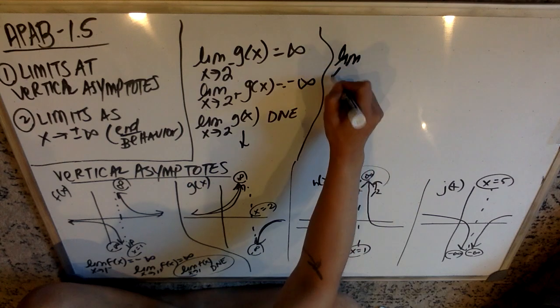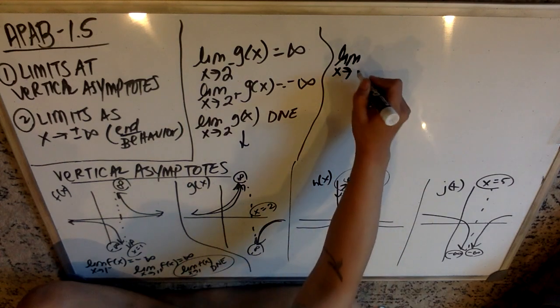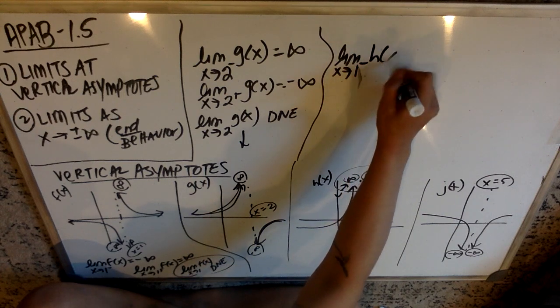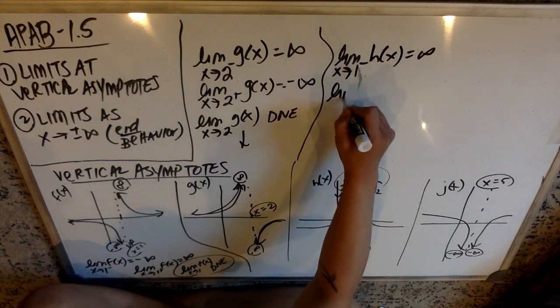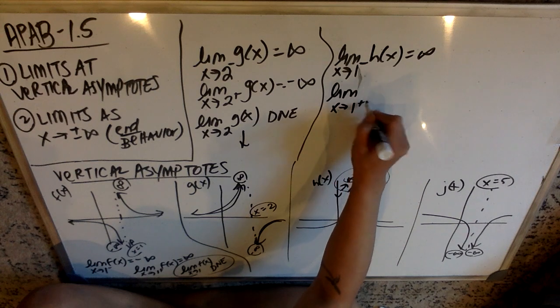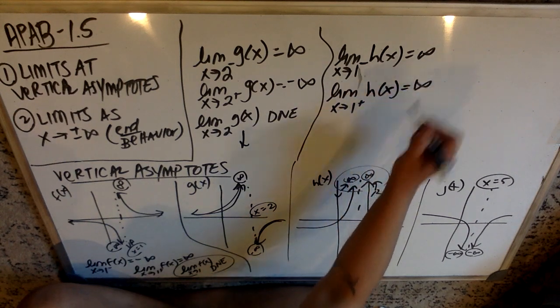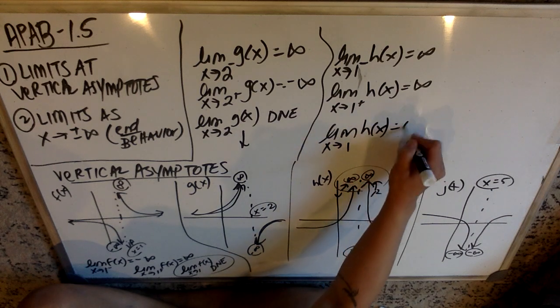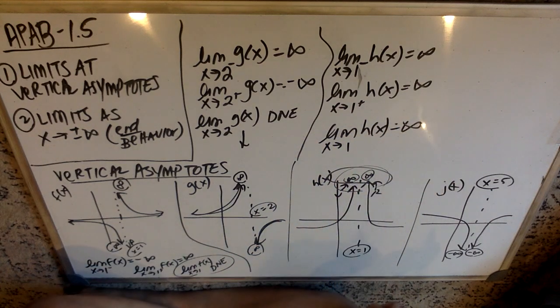The limit as x approaches, what do I call this? I call this 1 again. 1 from the right, from the left, doesn't really matter, of h of x would be infinity, and the limit as x approaches 1 from the right of h of x would be infinity, and that means that the double-sided limit, the limit as x approaches 1 of h of x, would be infinity, because they went to the same infinity, right? And then the same thing would be true over here, right?